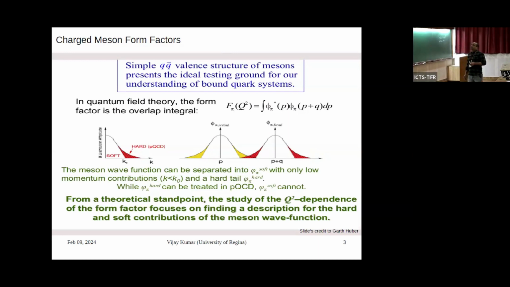So next, as we know, the wave function of pions or mesons we can separate into two: the soft part, which is the low momentum contribution, and then the higher tail. This hard tail we can treat in perturbative QCD, but the soft part we cannot. So the overlap of these two wave functions, soft and hard, gives rise to the form factors. So from a theoretical standpoint, the study of the Q-squared dependence of the form factor focuses on finding a description for the hard and soft contributions of the meson wave functions.